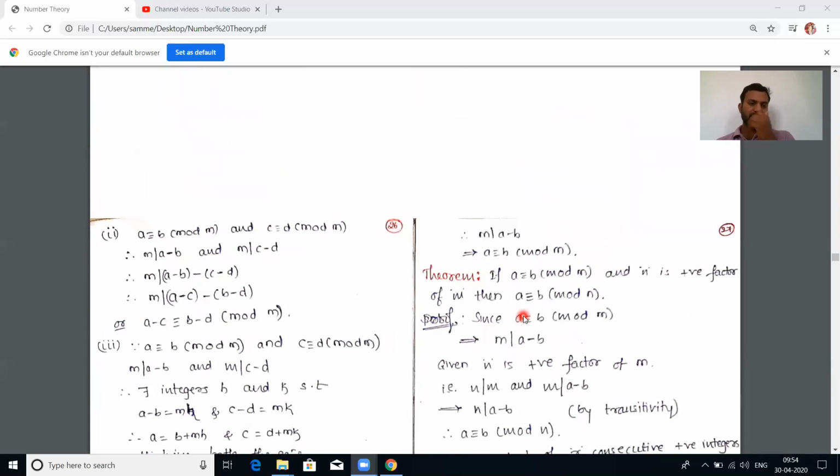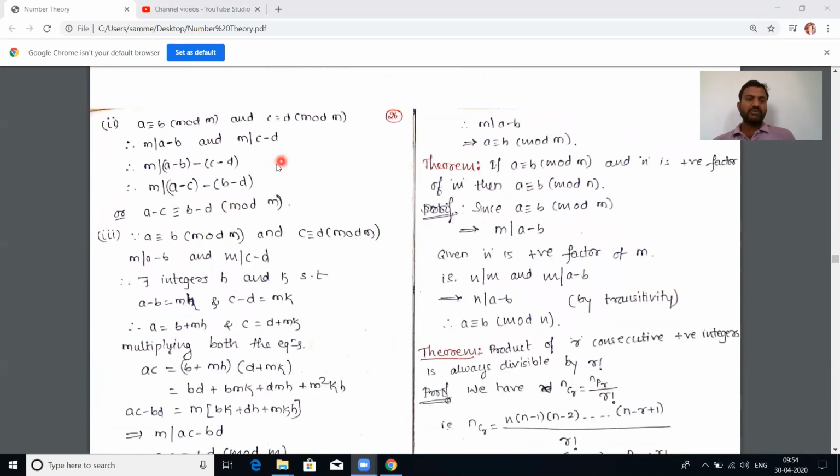So it is the first one. Similarly for the second one, in the linearity ax plus by, we will choose x equal to 1 and y equal to -1. So we're getting a is congruent to b mod m, c is congruent to d mod m. That implies m divides a minus b and m divides c minus d. Therefore, m divides a minus b minus c minus d. Simplifying this, we are getting m divides a minus c minus b minus d. So that implies a minus c is congruent to b minus d mod m.